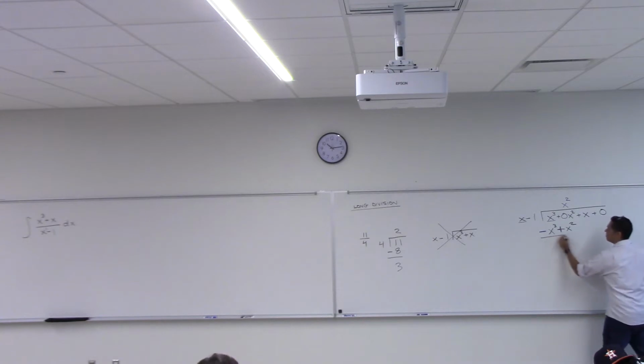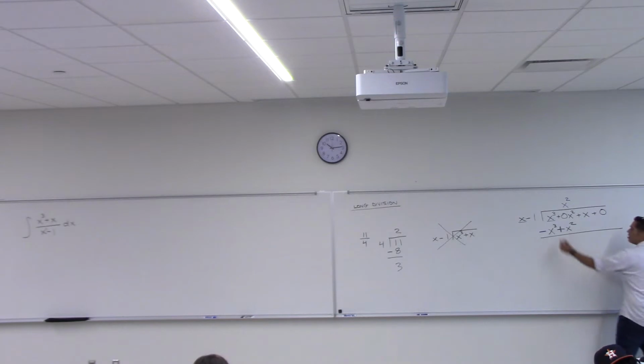And now you just add down. The x cubes are gone, aren't they? What do I have there? X squared. Here, plus x. Here, nothing, right? So now I'm here.